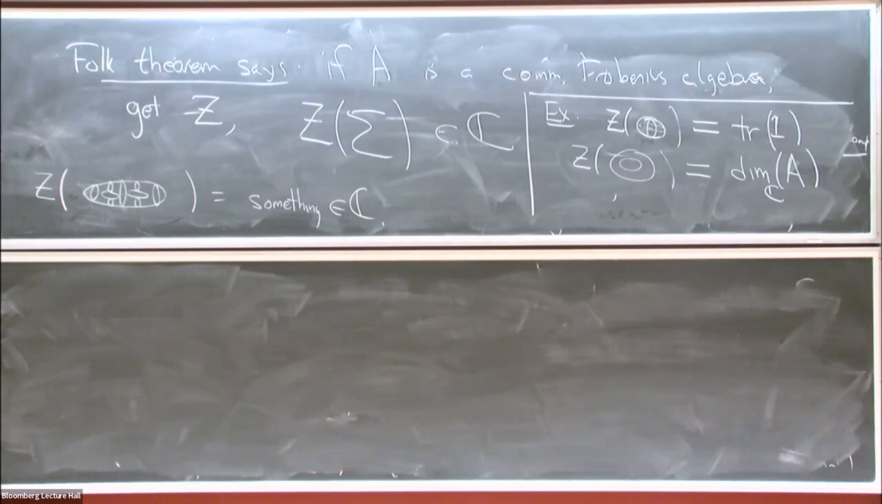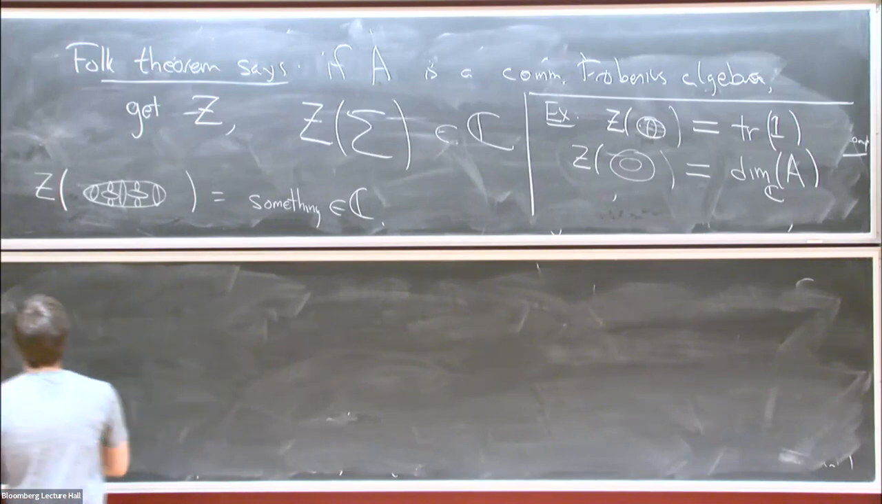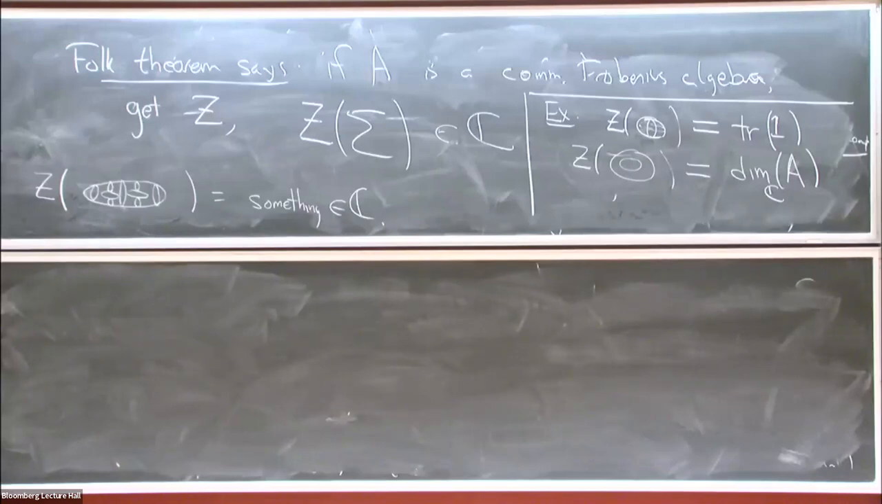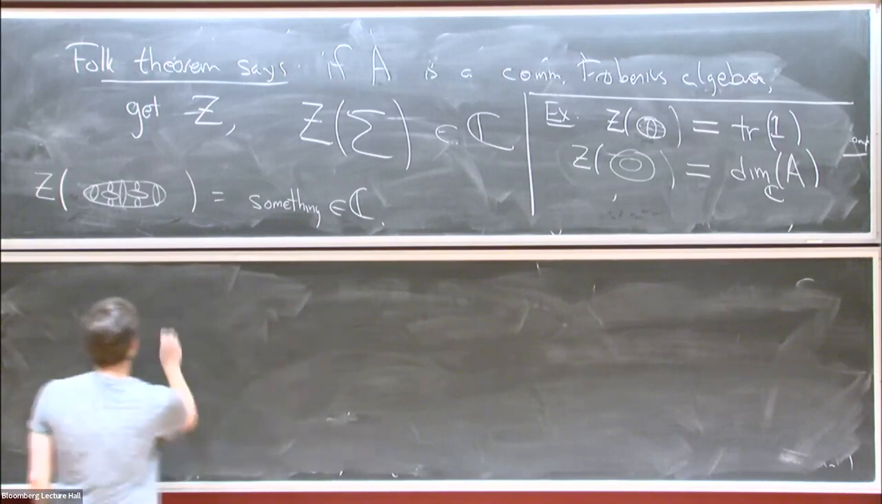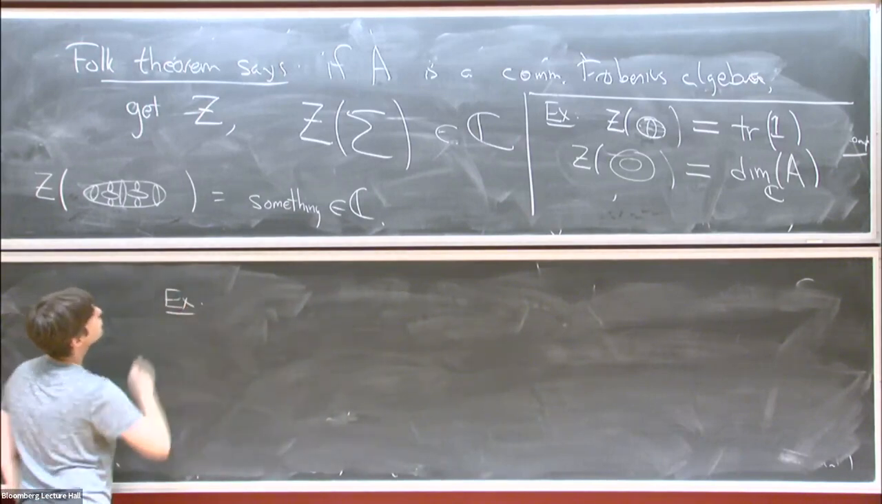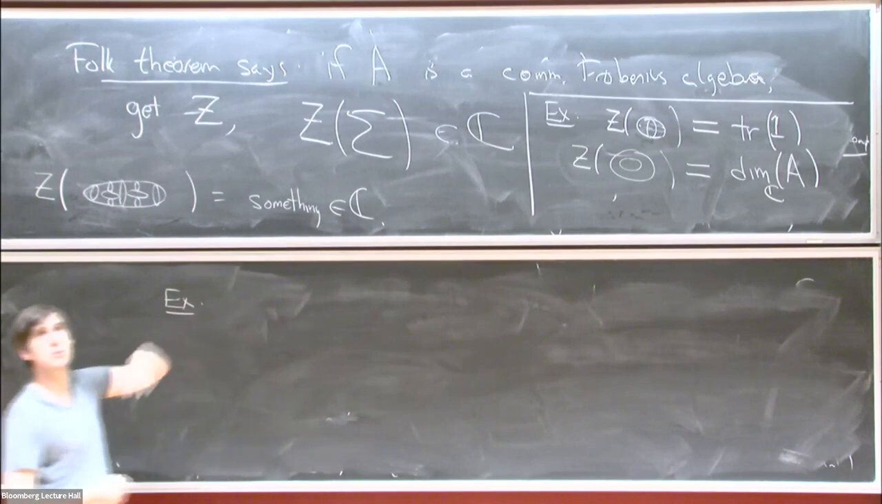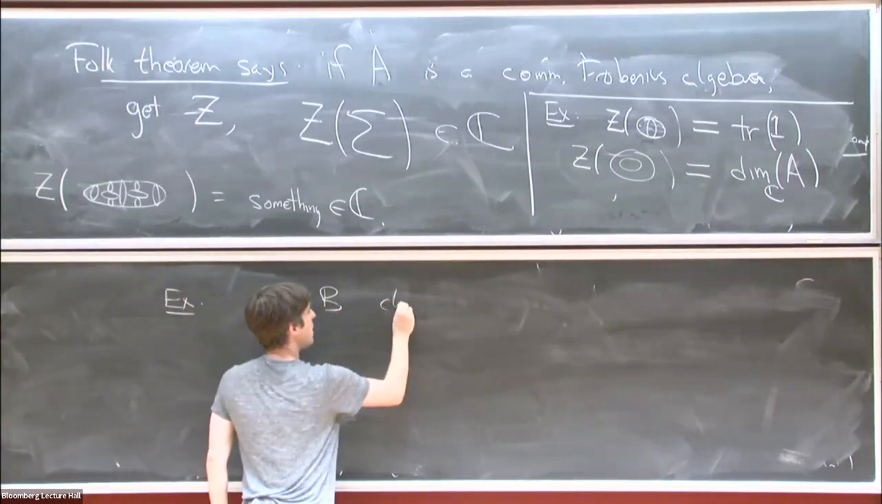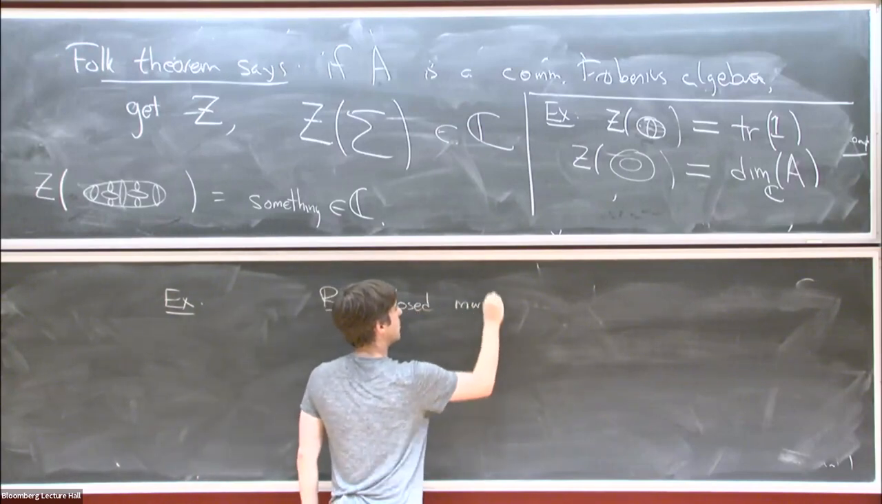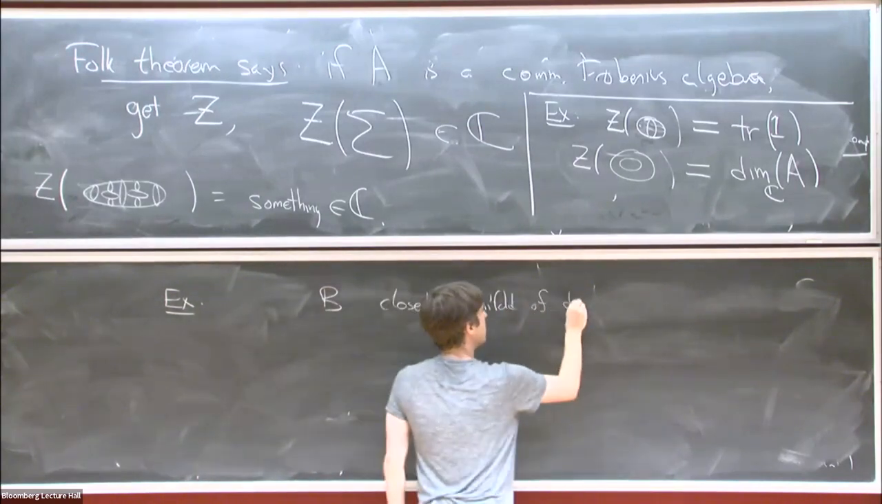So for this reason, various people have proposed enhancing Atiyah's axioms. Actually, to motivate this, maybe I should just say one brief word about what's an example of how you could use Atiyah's axioms to compute one of these numbers. So let's say B is a closed manifold, dimension D.